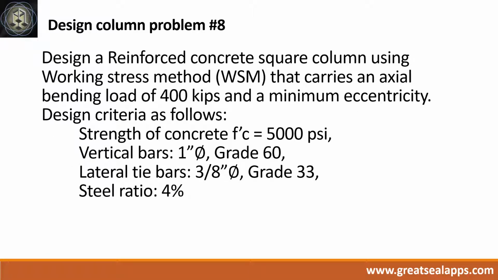Design a reinforced concrete square column using the working stress method that carries an axial bending load of 400 kips and a minimum eccentricity. Design criteria are as follows: strength of concrete 5000 psi, vertical bars 1-inch diameter bar grade 60, lateral tie bars 3/8-inch diameter bar grade 33, steel ratio 4%.